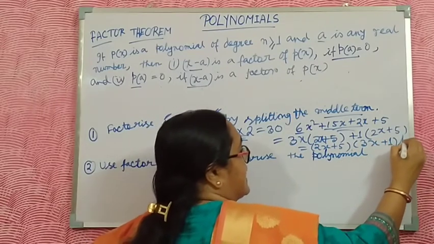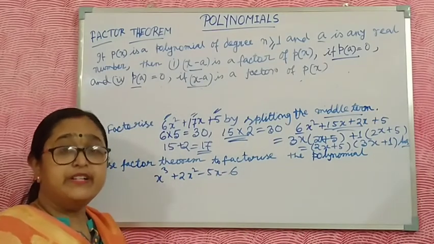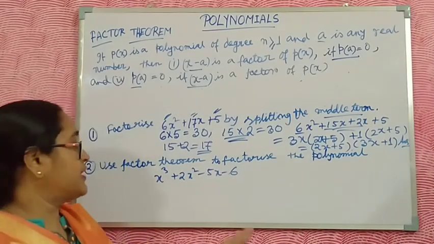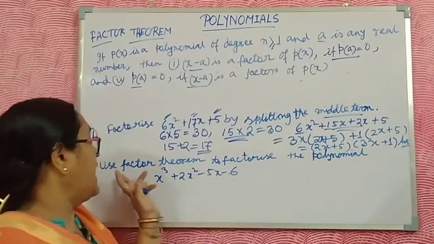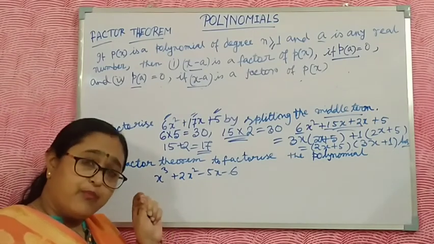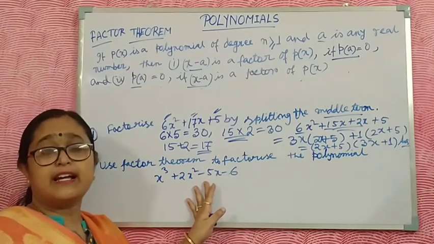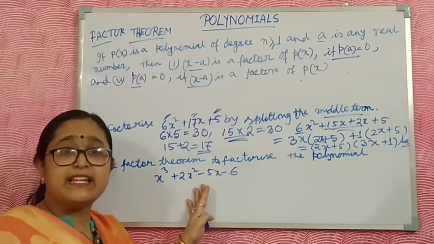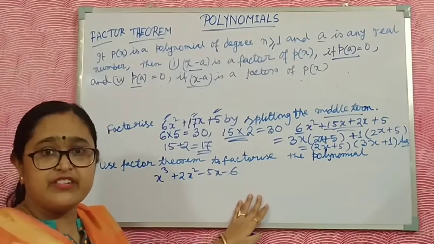This is the answer of the factorization using the middle term break. Now I am going to discuss the factorization using the factor theorem. What does the factor theorem tell? Well, if you put any number in this polynomial, the polynomial can vanish, or the remainder is 0. This process is also known as the vanishing factor.